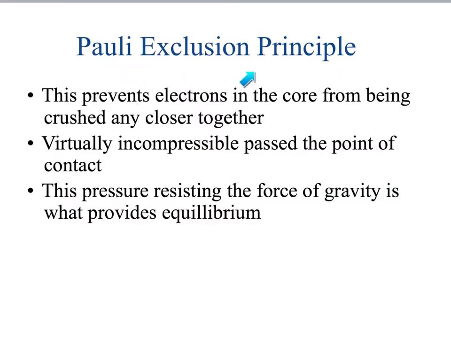So the Pauli exclusion principle is what prevents white dwarfs from exceeding that Chandrasekhar limit. This prevents the electrons in the core from being crushed any closer together. So they're compressed as tightly as they can possibly be. And this pressure is resisting the force of gravity, and that's what's making it in equilibrium at 1.4 solar masses. So this is just stating that the electrons are as tight as they can be. They can't be compressed anymore.